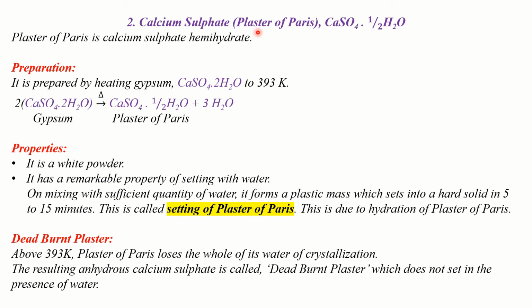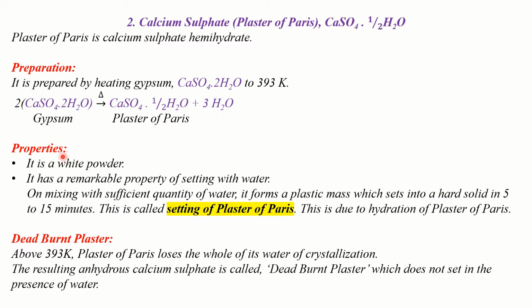Our next topic is plaster of Paris. What is plaster of Paris? It is calcium sulfate hemihydrate. How is it prepared? It is prepared by heating gypsum, the formula of which is calcium sulfate dihydrate, to 393 Kelvin. When gypsum is heated to 393 Kelvin, it forms plaster of Paris with the removal of 3 molecules of water.